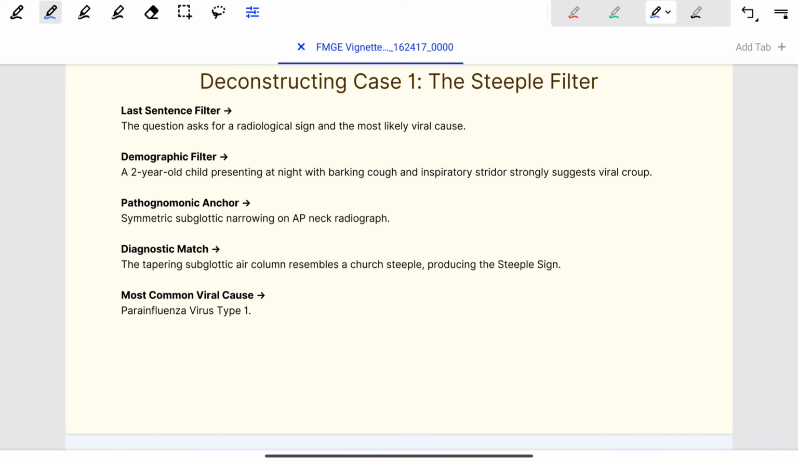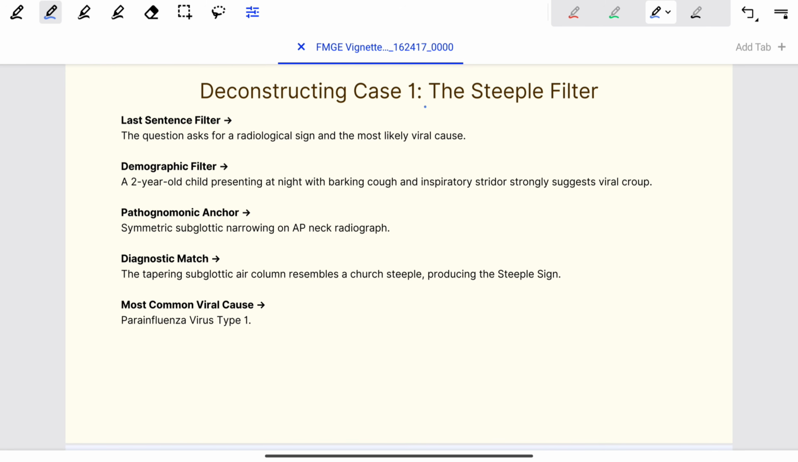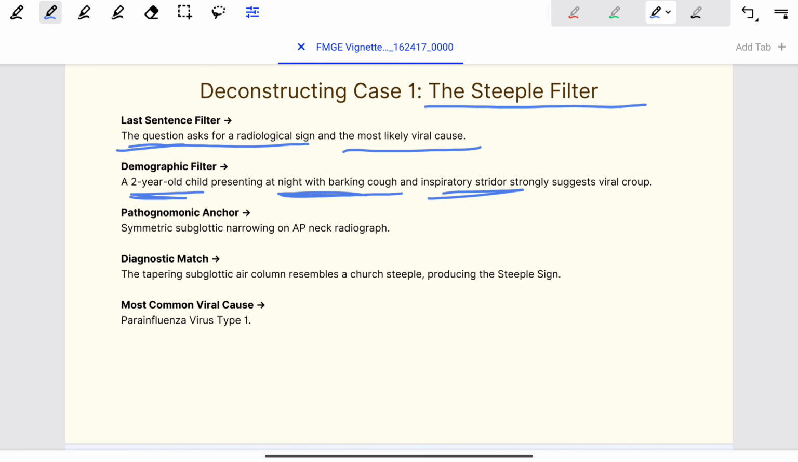Deconstructing case number 1. The steeple sign. Let's reverse engineer the case. First, identify the target. The examiner wants a radiological sign and causative virus. Next, apply the demographic filter. This is a 2-year-old child presenting with barking cough and inspiratory stridor, especially during the night. The clinical pattern strongly suggests viral croup. Now identify the diagnostic anchor. The radiograph shows symmetrical subglottic narrowing. This classic finding corresponds to the steeple sign.